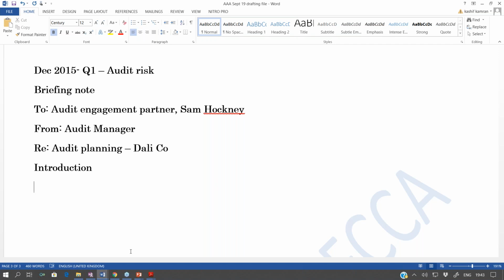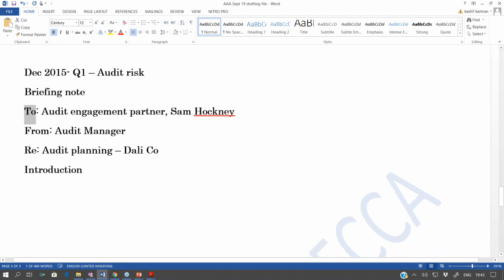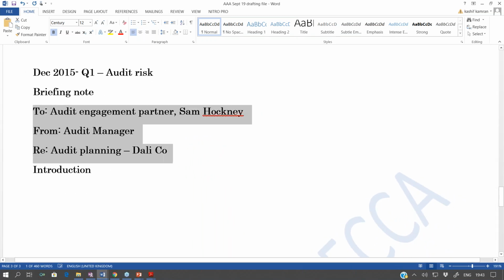Now, try to understand one thing quickly. I need to start the audit risk answer, but there is something very important which you will be getting through the session today. When you're writing a briefing note, you need to structure it in the order you're seeing in front of your screen: To, From, RE, and that will exactly remain the same as you got in the email in the exam paper. Then you write the introduction.